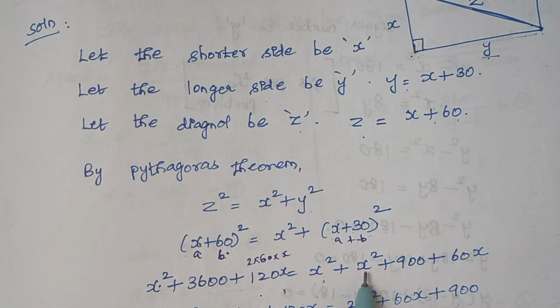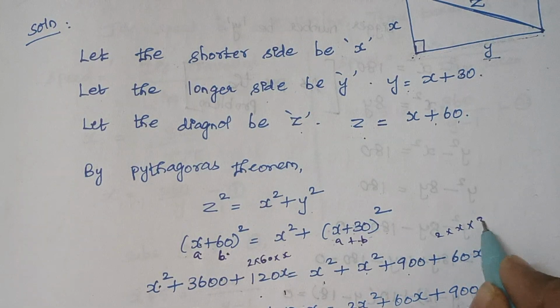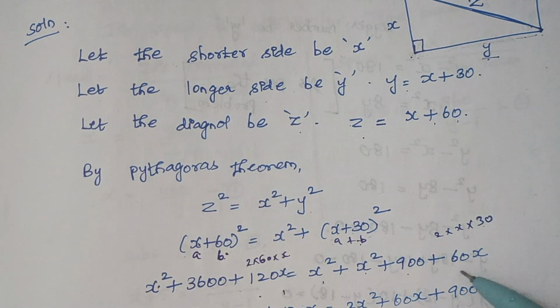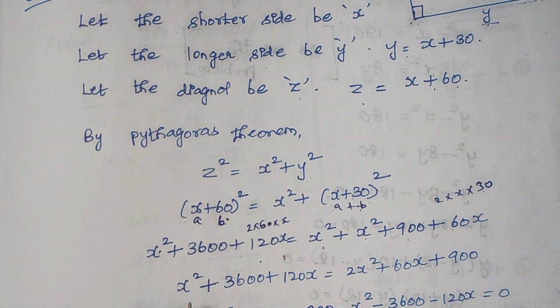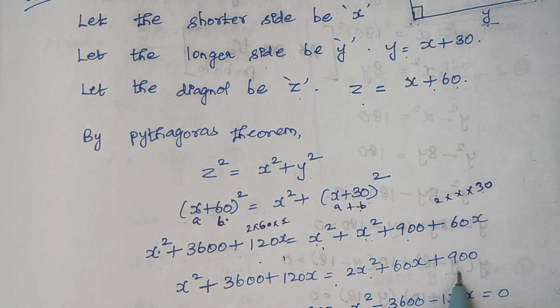And here this x square plus, again this is a plus b the whole square. So a square is x square and b square is 900 plus 2ab. So here 2 into x into 30. So 2 into 30 is 60. Therefore 60 into x, 60x. So once you simplify here, we have x square plus 3600 plus 120x is equal to, you see here we have 2x squares. So x square plus x square, this is 2x square plus 60x plus 900.